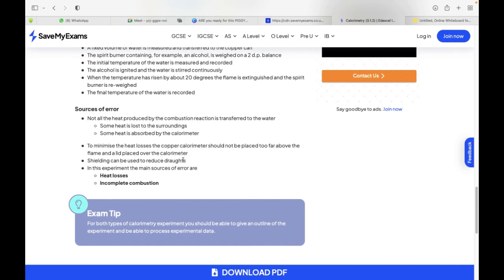How do you now minimize these errors so that you can get a great experimental result? In order to minimize the error, you have to find a way to minimize the heat loss. The copper calorimeter should not be placed too far above the flame, and a lid should be placed over the calorimeter so that the heat energy is retained.